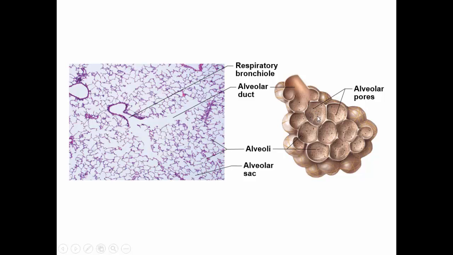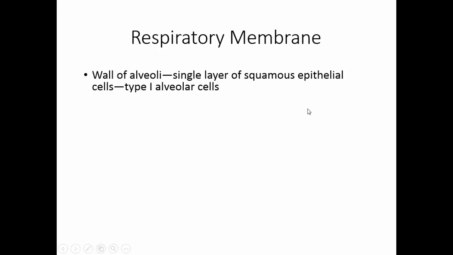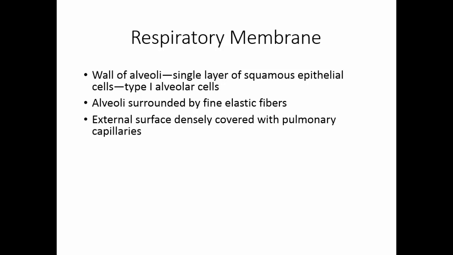Each alveolus is connected to other alveoli through these alveolar pores, so none of these are entire unto themselves. The wall of each alveolus is a single layer of squamous epithelial cells. These are called type 1 alveolar cells. The alveoli are surrounded by fine elastic fibers which help it recoil after it's been inflated, and the external surface is densely covered with pulmonary capillaries.